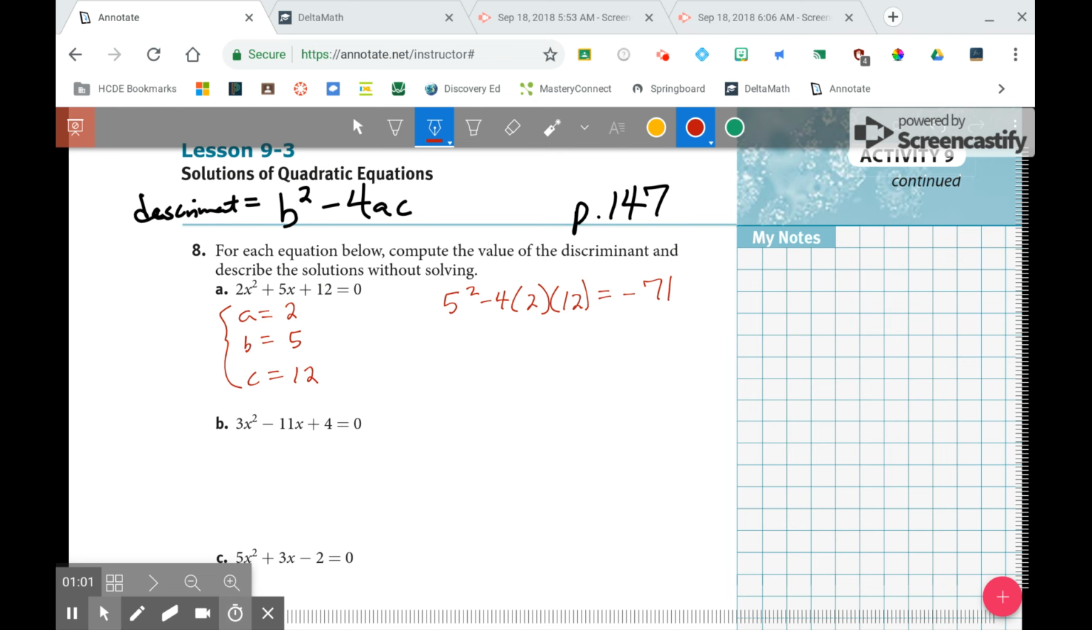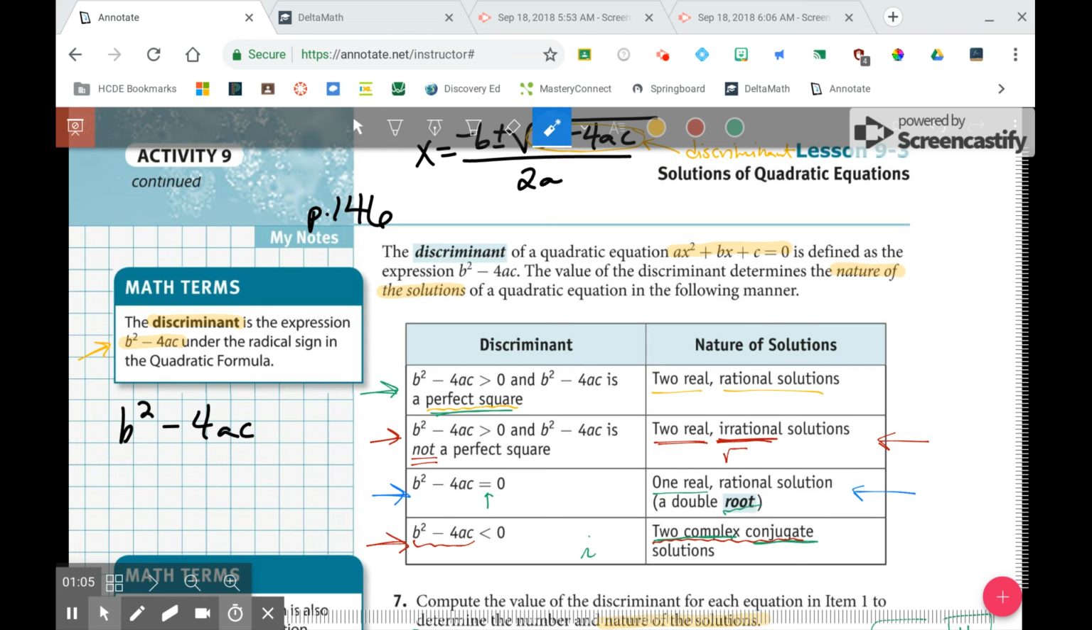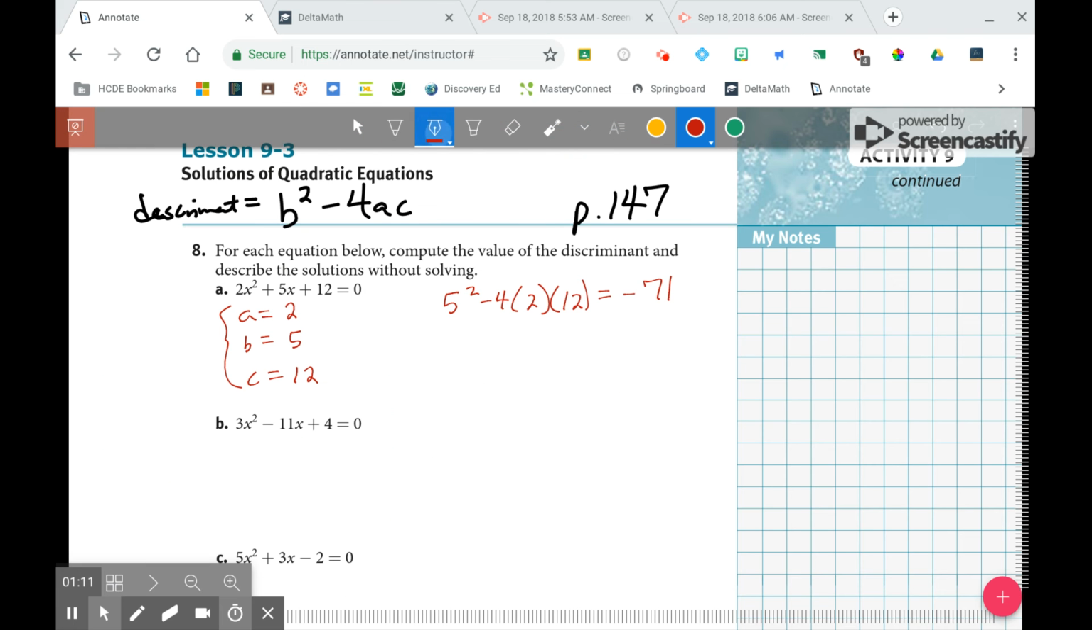Notice the discriminant is negative. So if we refer back to our chart over here, when the discriminant is negative, we get 2 complex conjugate solutions. So that's what we'll write: 2 complex conjugate solutions. That's our answer. So we're not actually finding solutions, we're just telling the nature, or how many there are and what type of solutions they are.